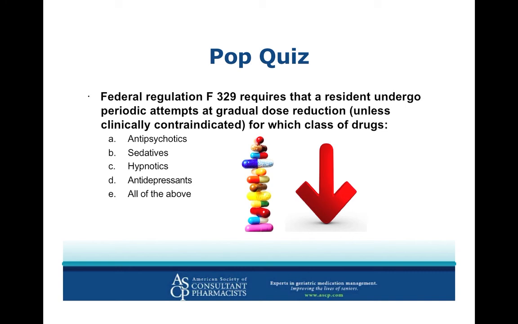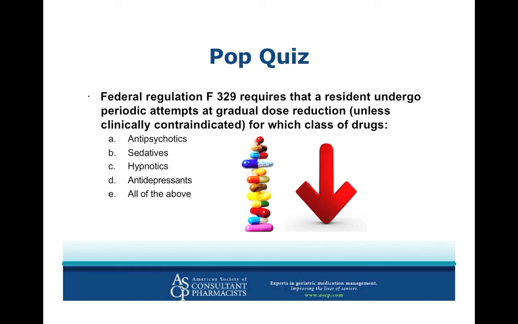Federal regulations F-tag 329 require the residents to undergo periodic attempts at gradual dose reduction for which of these agents? Antipsychotics, sedatives, hypnotics, antidepressants. If we were all here live, I'd probably be asking, what would you pick? And that answer is all of the above. These are the key medications.